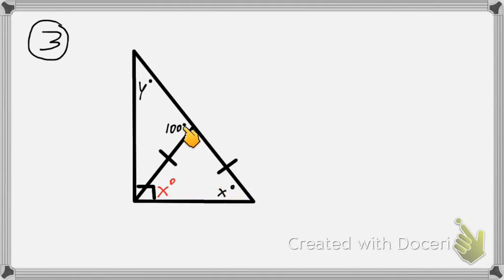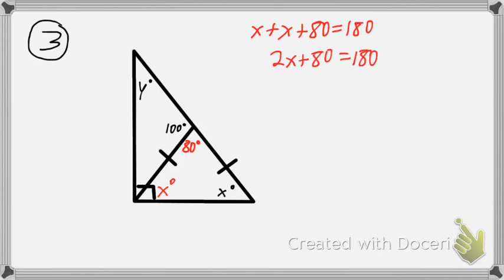Now, if you don't recognize that, what most of my students will end up doing is actually finding this angle by subtracting 100 off of 180 degrees from this line right here. And so that's going to be 80 degrees in this top corner. Now they'll usually add x plus x plus 80 to 180. And now it'll be 2x plus 80 equals 180 degrees. And I'm going to subtract the 80 from both sides to get 2x equal to 100 and divide by 2 to get x equal to 50.